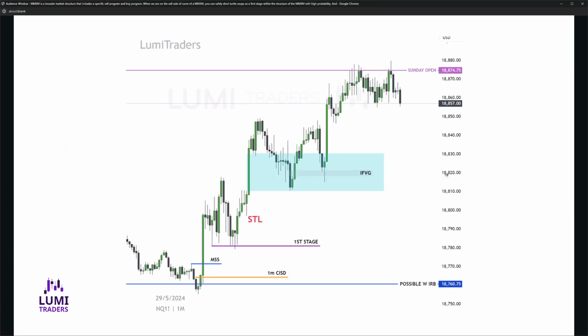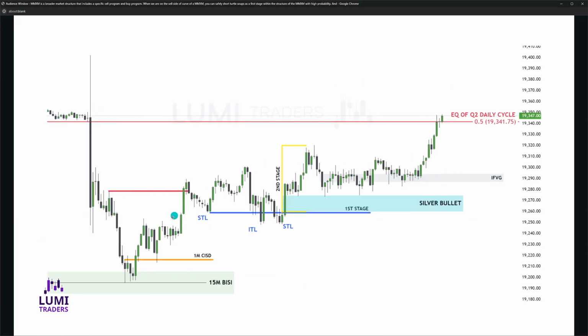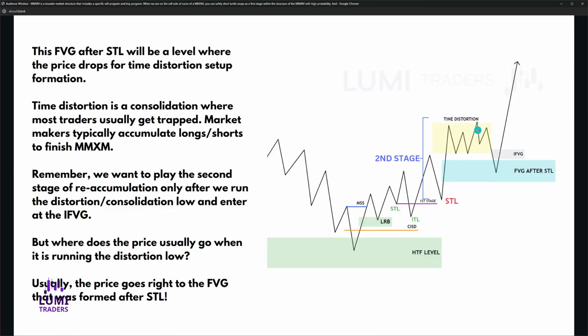Want to find a real example. So we got right here. See, it was overnight consolidation with manipulation right here, then expansion. Power of 3 idea. Target equilibrium of quarter 2 daily cycle.